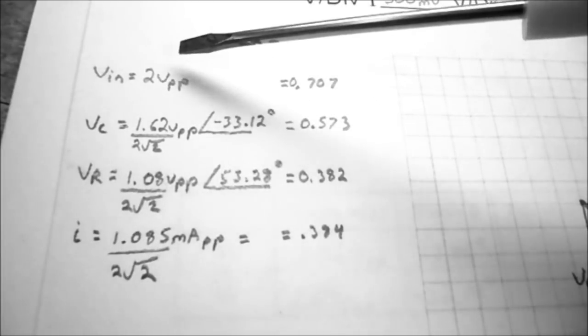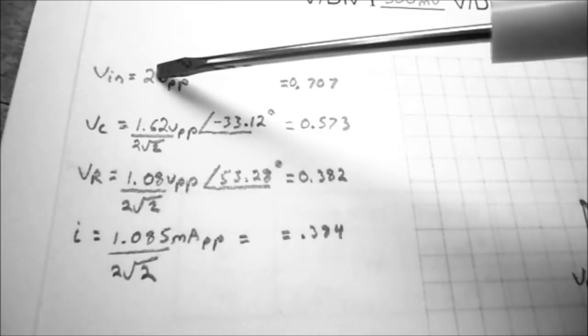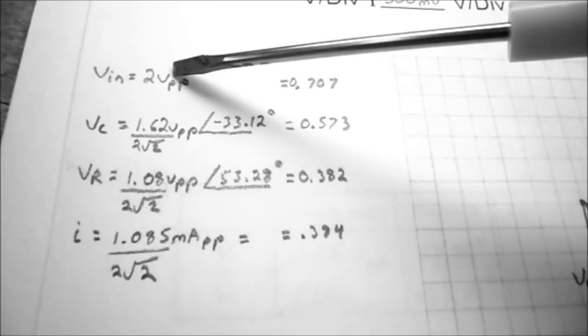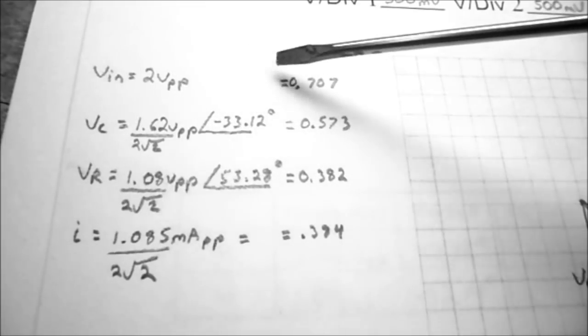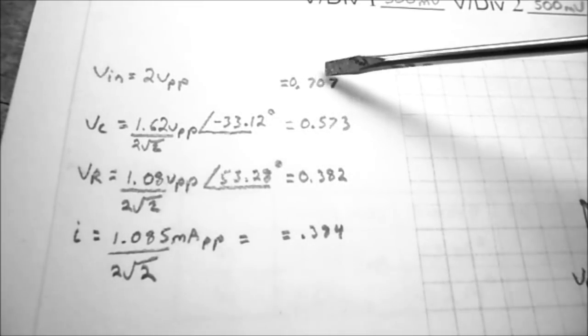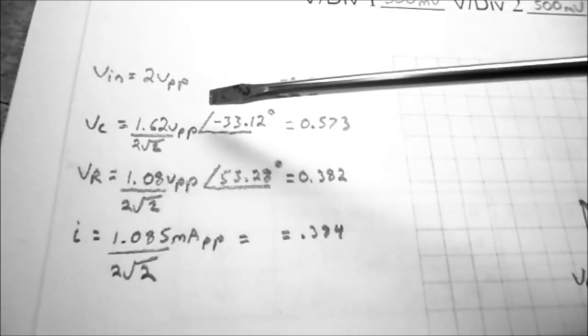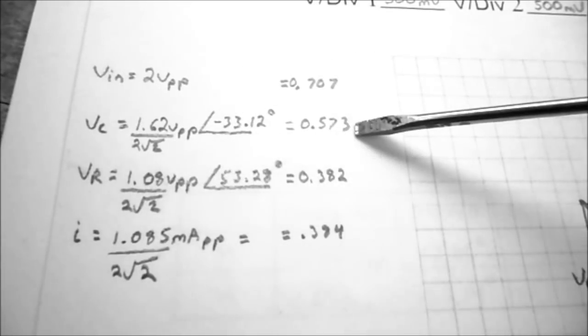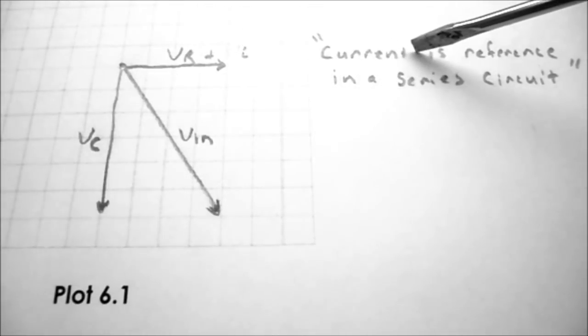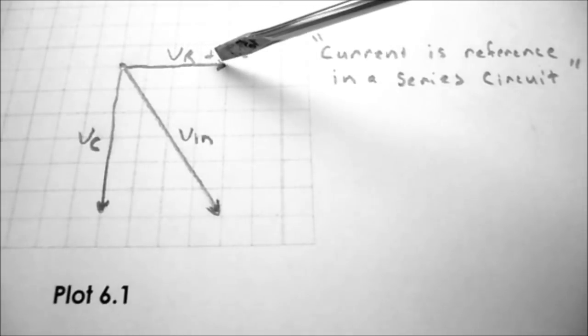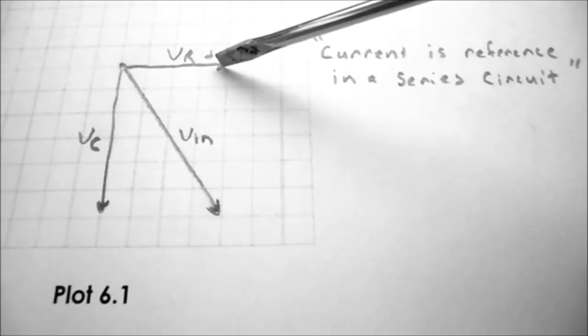So for Vin, I had 2 volts peak-to-peak. That means I have 1 volt peak coming in, and you divide that by root 2, and you end up with 0.707, or 707 millivolts. Do the same thing for VC, and your 1.62 volts becomes 573 millivolts RMS. So your phasor diagram in plot 6.1, VR and I are on the horizontal axis. Current is the reference in a series circuit, so VR and I get plotted on the same horizontal axis.